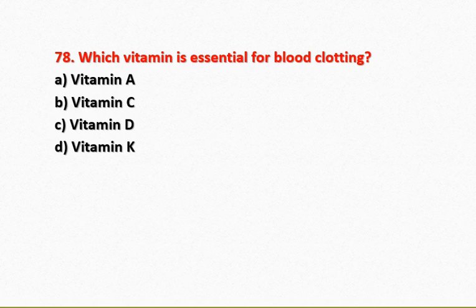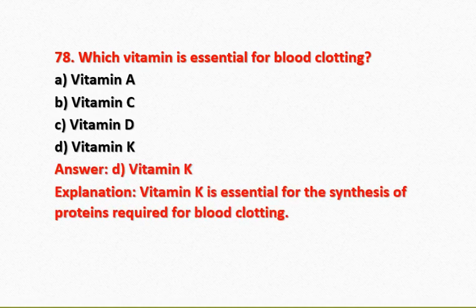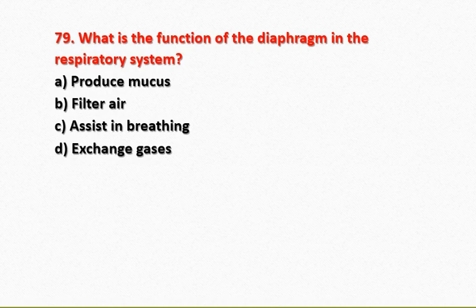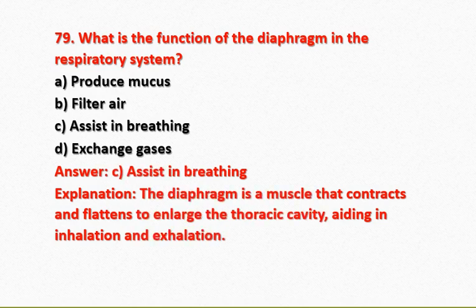Which vitamin is essential for blood clotting? Correct answer is option D, vitamin K. What is the function of diaphragm in the respiratory system? Correct answer is option C, assist in breathing.